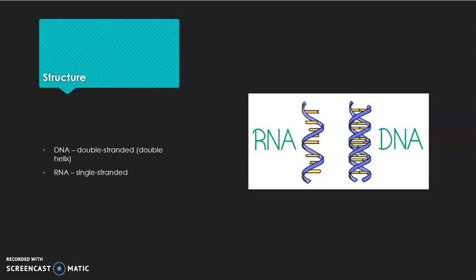DNA and RNA also differ in the 5-carbon sugars they use in their genetic makeup. DNA uses deoxyribose, while RNA uses ribose. This is also the basis for their name. Deoxyribonucleic acid. Ribonucleic acid.